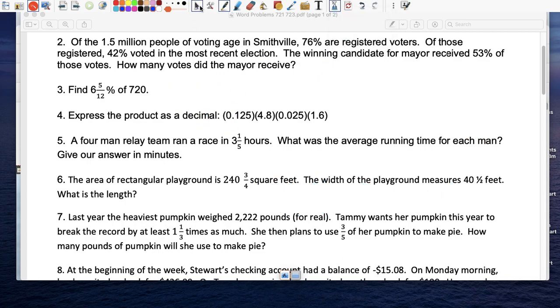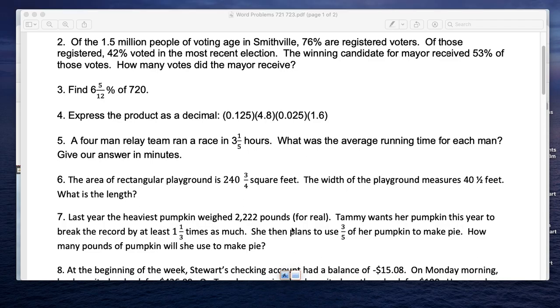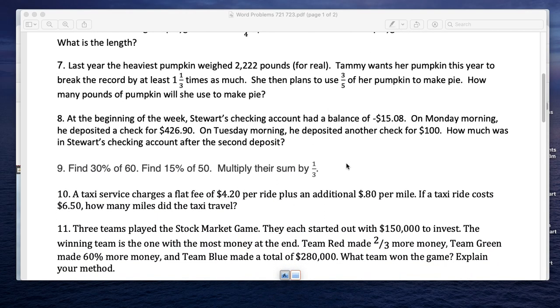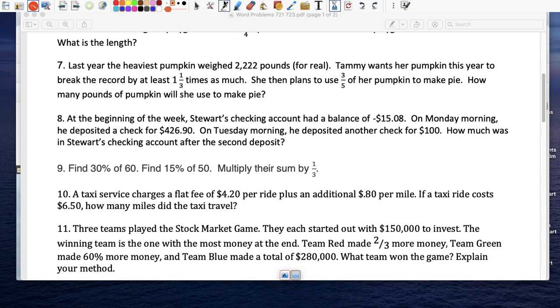Okay. Again, more of that problem there. The pumpkin weighed, apparently, that's from what I remember writing this problem. It's actually a true story. 2,222. She wants the pumpkin to break last year's record by one and one third times as much, and then she's going to use 3/5 of the new weight of this year's pumpkin. You're going to use 3/5 of that to make pie. It's going to be a large pie.